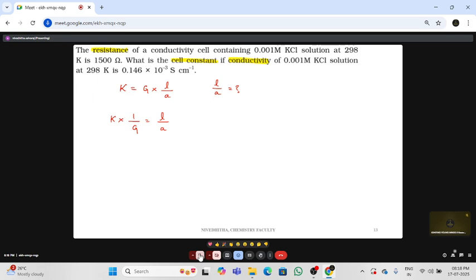Kana, what is kappa? Kappa represents conductivity, right? What is the value of conductivity? 0.001 mole. Aha, that is the concentration. Conductivity of this potassium chloride solution at 298 Kelvin is 0.146 into 10 power minus 3 Siemens centimeter inverse. So, what is the value of kappa?